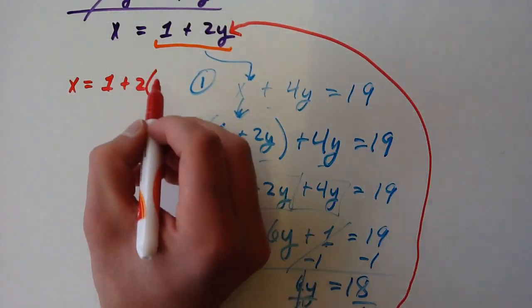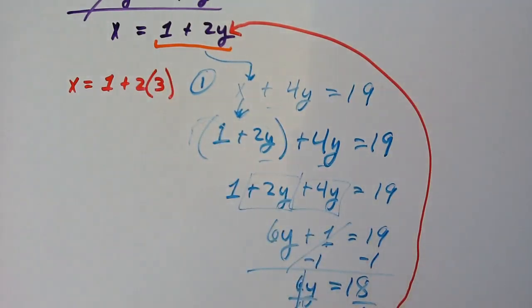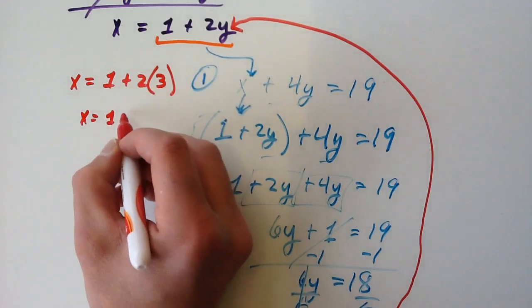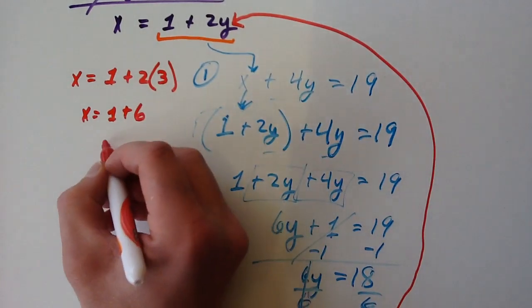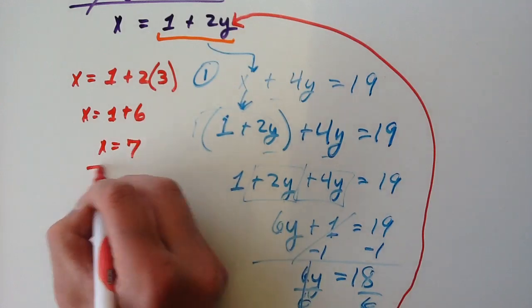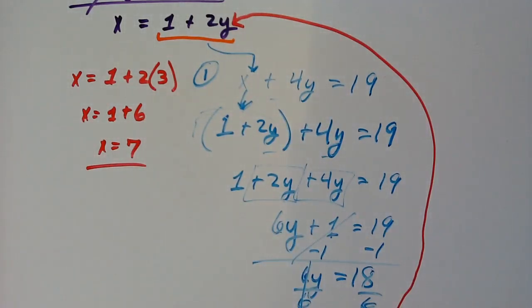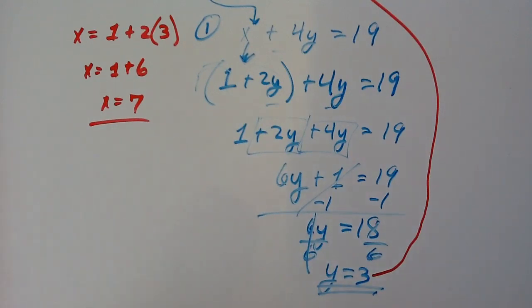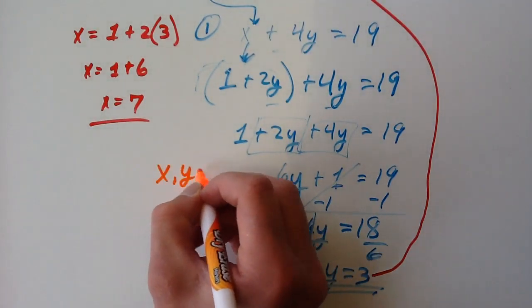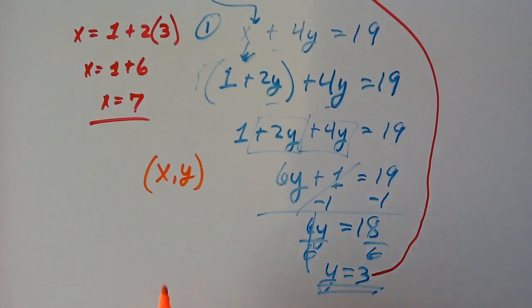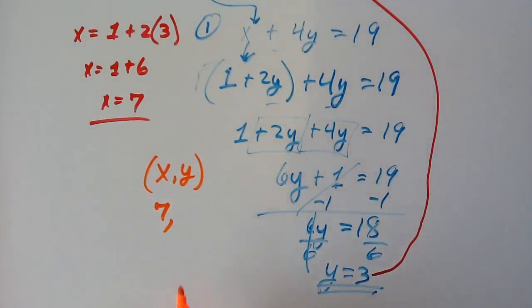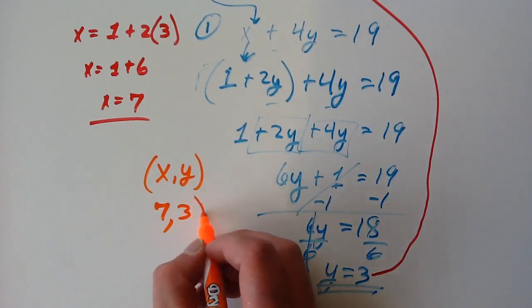What is y? y is 3, right? So x equals 1, and what's 2 times 3? Well, that's 6. And so x is equal to 1 plus 6, which is 7, right? So now I have x equals 7 and y equals 3. And so if I write my solution as an x, y ordered pair, of course I put x first, and x is 7, then put a comma. And then what's y? Well, we know y is 3, so 7 comma 3.